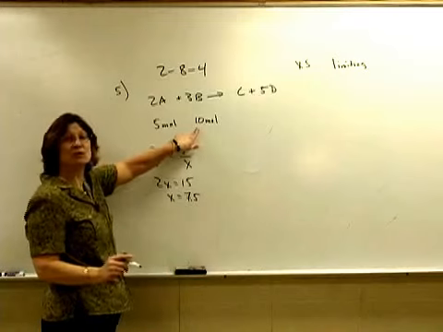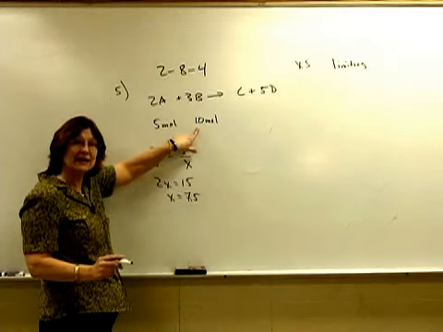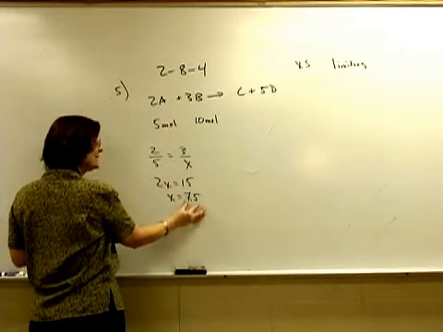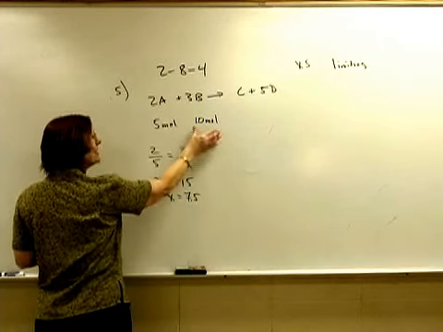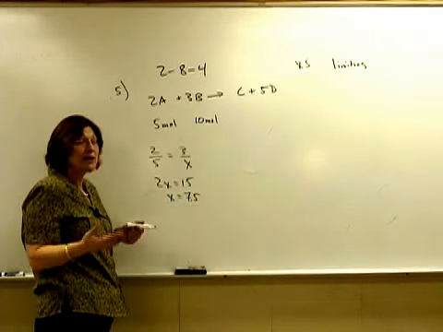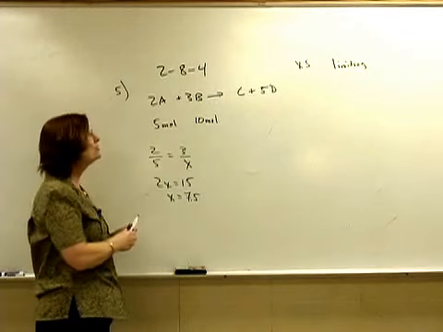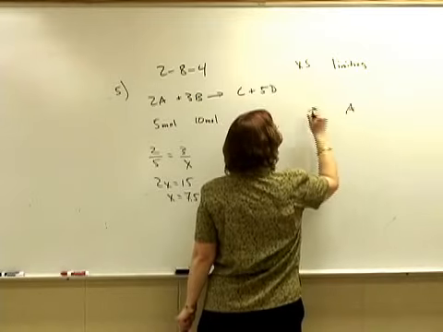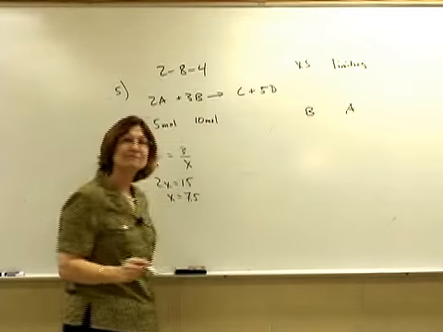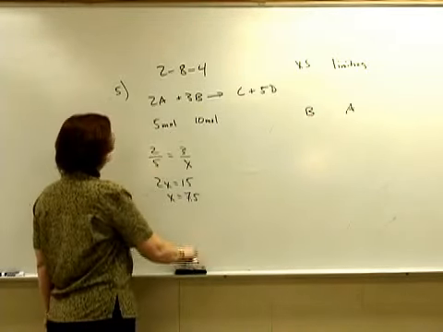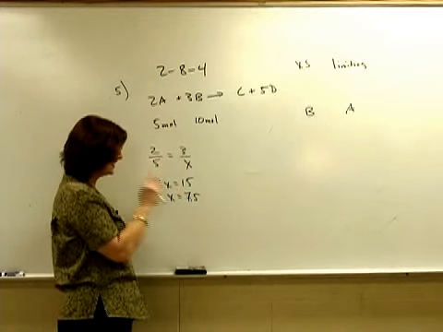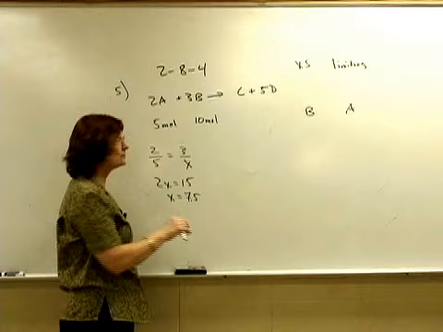And I have 10 moles, so I have more than what I need. In order to use up these 5 moles, I need 7.5 moles of B, and I have 10 moles of B. So I have more than enough of B. So in this case, A is my limiting, and B is in excess. And so this is what I must do first, is to figure out which one's going to run out, because that determines how much can be produced.